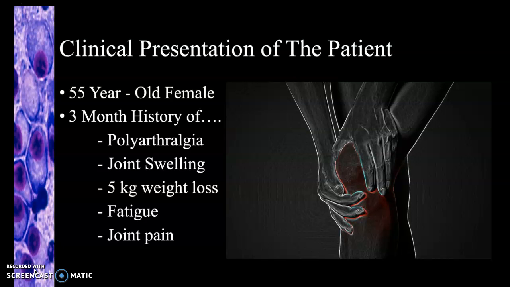So in this clinical presentation, this 55-year-old patient presented to the rheumatology department with polyarthralgia, joint swelling, a 5-kilogram weight loss, fatigue, and joint pain. And the polyarthralgia is when you have arthritis in multiple areas of the body. The joint swelling goes along with that. A 5-kilogram weight loss is pretty common in most cancers, and this was sustained over the past 3 months.